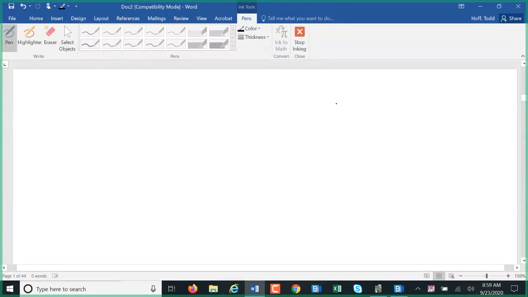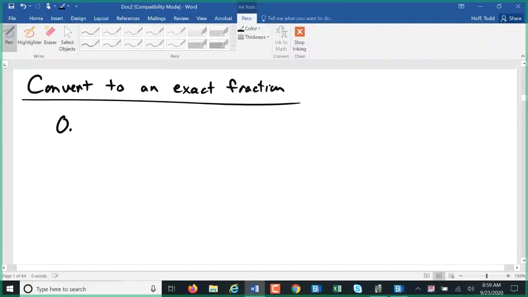Other examples I wanted to make sure to show you deal with converting our decimals back into fractions. If I ask you to convert to an exact fraction, or just convert to a fraction, for numbers like 0.85 inches and 0.324 inches.